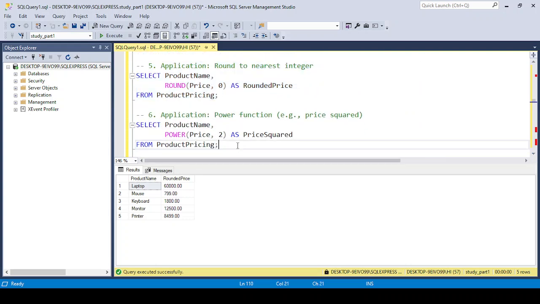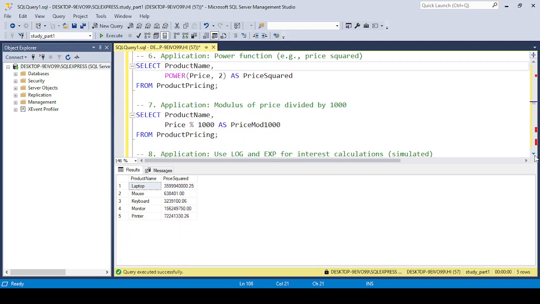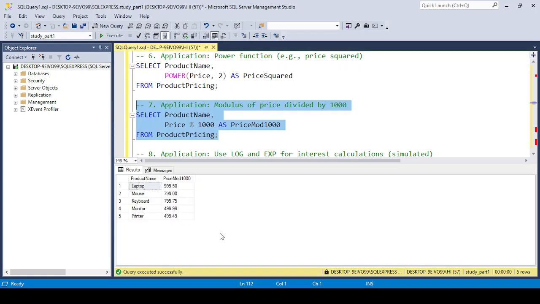The next is square of the price. These are the squared up values. Modulus, that is modulus of a value, it will give me the remainder. So here if I divide by 1000, it gives me this value, that is how many after thousands, what value do I have.